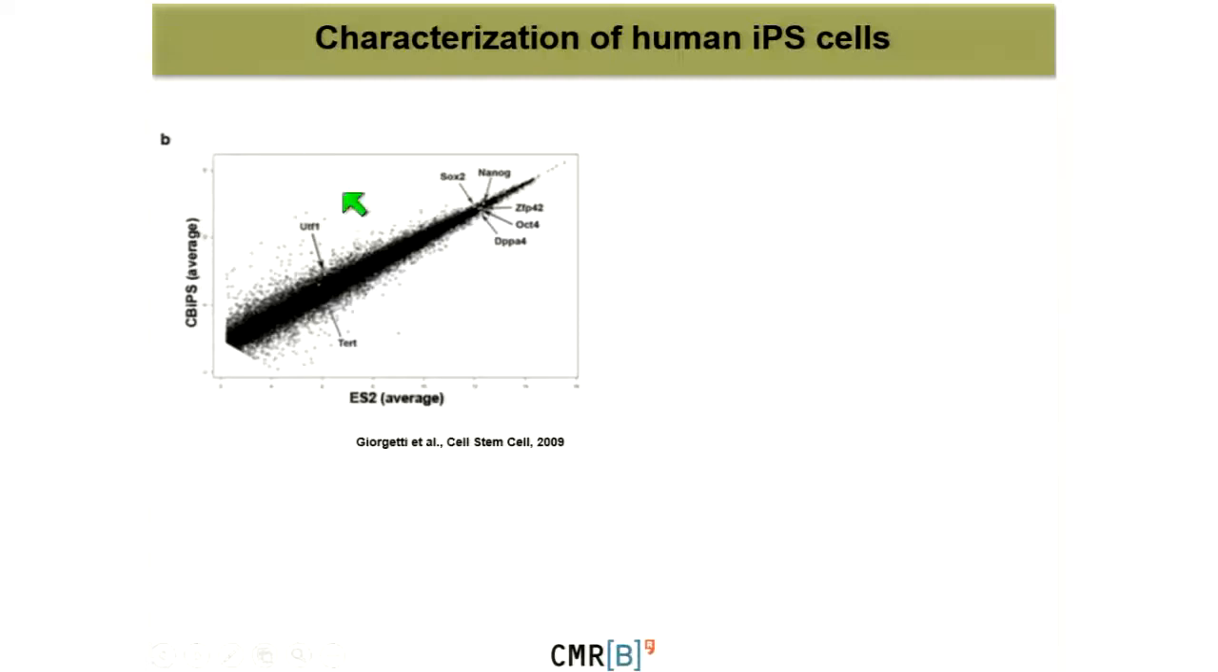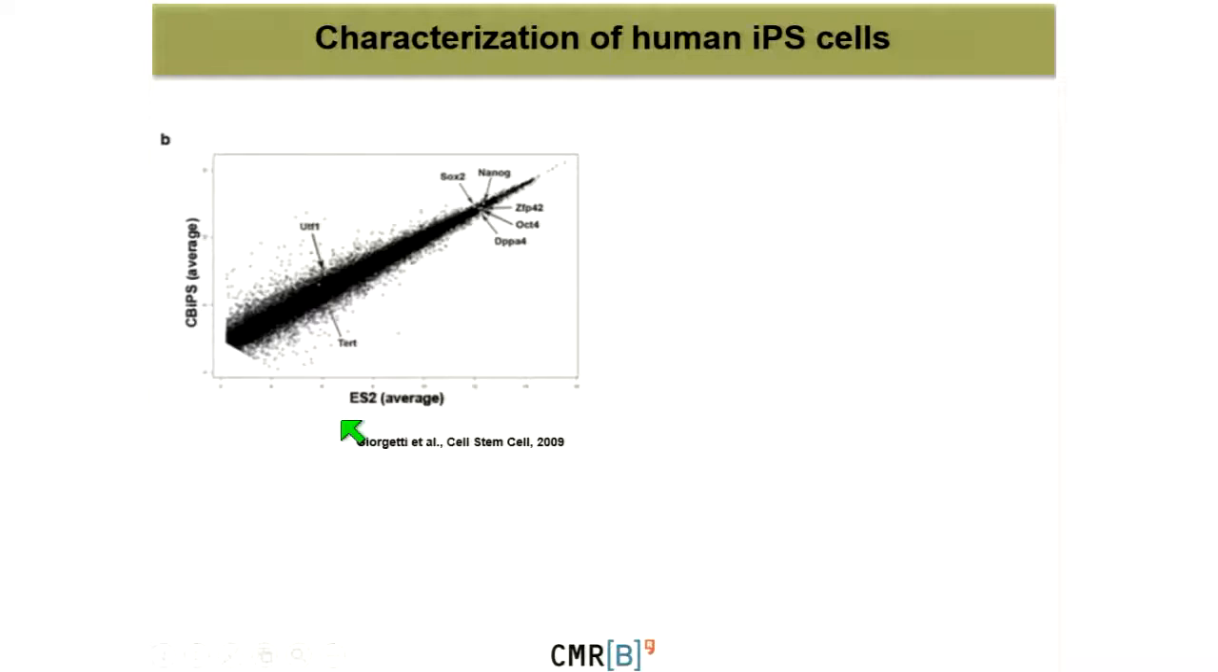This is just a comparison of genome-wide expression profile in iPS versus ES cells. There are some outliers, as you can see, but if you check different clones, you find different outliers. In general, the expression profile of iPS cells and ES cells is very much indistinguishable.